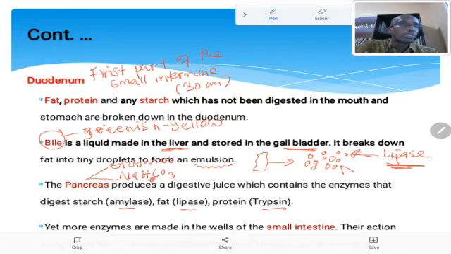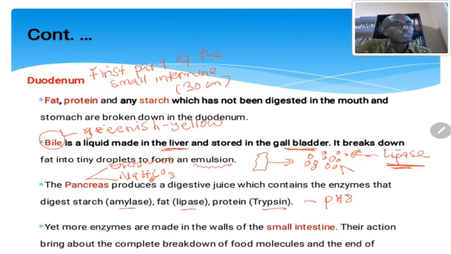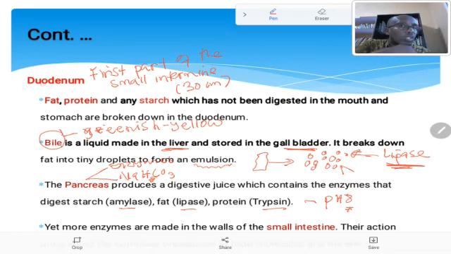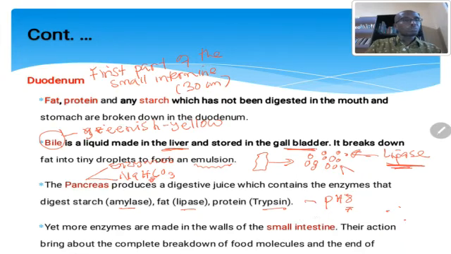In the small intestine, or the duodenum, these enzymes like amylase, lipase, and trypsin need a neutral environment. They need a pH of 8. But we know that the food in the duodenum comes from the stomach. It contains hydrochloric acid, which can denature or destroy these enzymes. So the first thing added to the food as soon as it reaches the duodenum is sodium hydrogen carbonate to neutralize that acid. So these enzymes can then work properly. Yet more enzymes are added to the food from the small intestine, whose action brings about the end of the digestion.